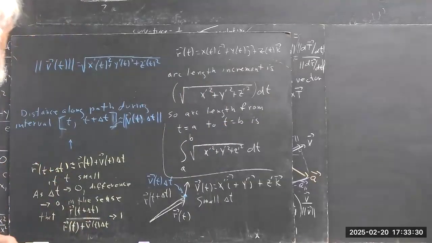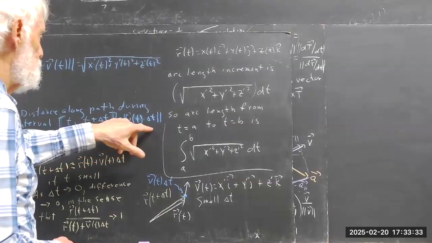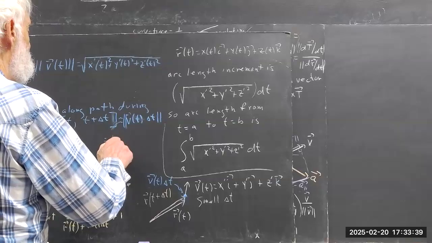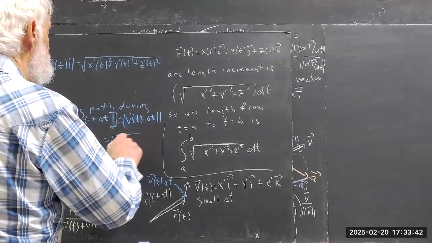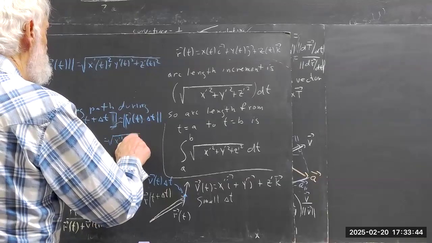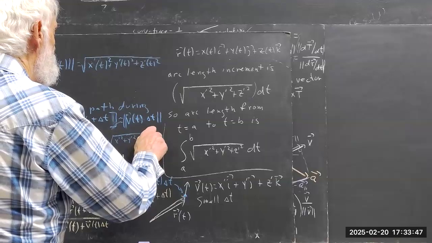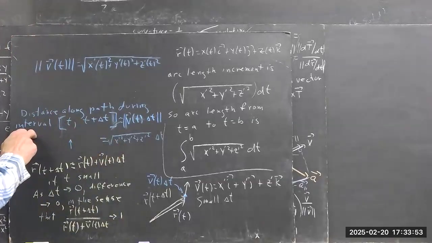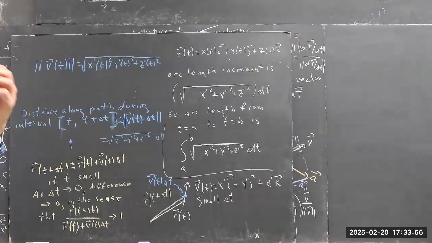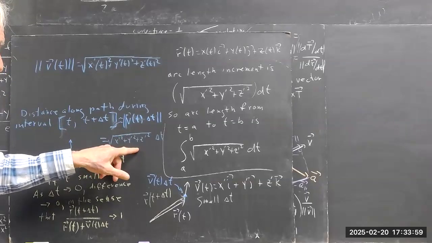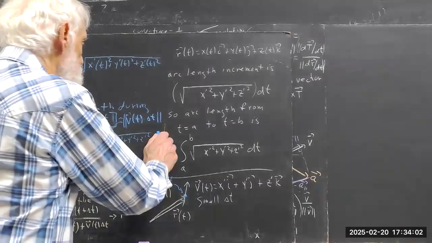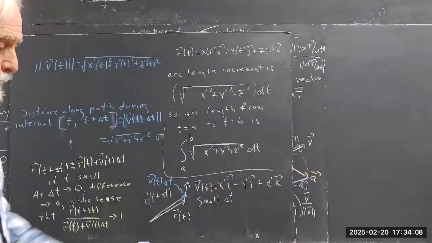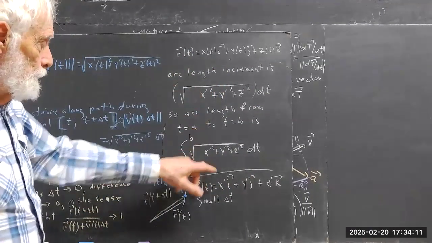Okay. In other words, this magnitude of v of t delta t will actually be equal to the distance along the path during the interval from t to t plus delta t. It's approximately equal to this, and in the limit, you can say that it gives you this infinitesimal quantity here, okay? This thing that we end with.